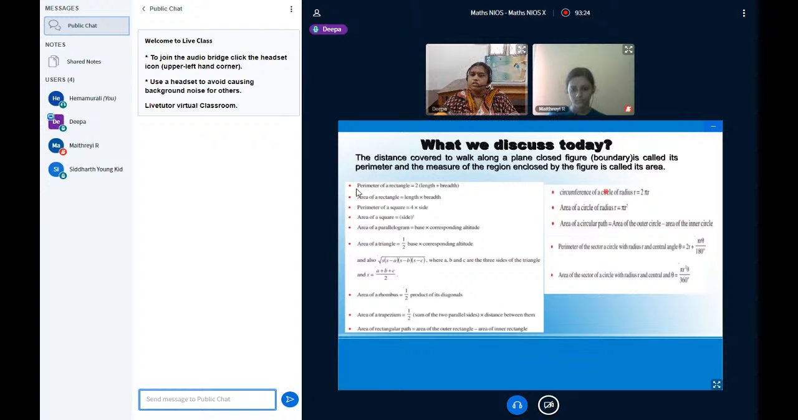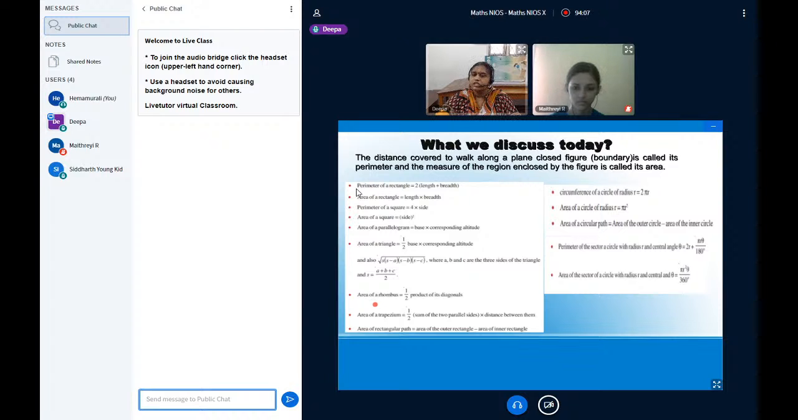What we discussed today: the distance covered to walk along a plane closed figure, that means the boundary, is called the perimeter, and the measure of the region enclosed by the figure is called its area. Perimeter of the rectangle is 2 into length plus breadth, and area of the rectangle is length into breadth. Perimeter of the square is 4 into side. Area of the square is side square. Area of the parallelogram is base into corresponding altitude, and area of the triangle is half into base into corresponding altitude. And we have one more formula, Heron's formula: root of s into s minus a, s minus b, and s minus c.